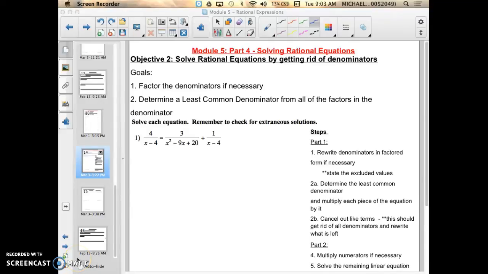Module 5, Part 4 is solving rational equations. There's one objective in this module, and it's to solve rational equations by getting rid of denominators. So your goal is to consider factoring again. If anything is in the denominator that needs to be factored, that is your first step. And then from the factored form, determine a least common denominator from all the factors in the denominator. That's going to be the new learning in this process.